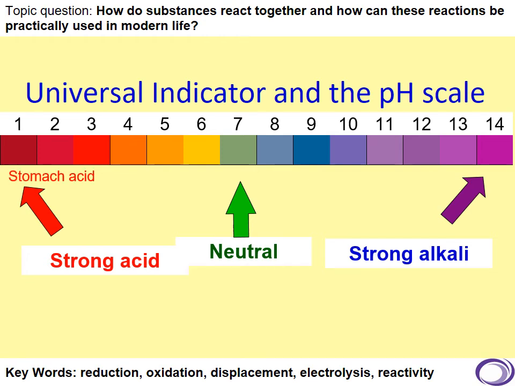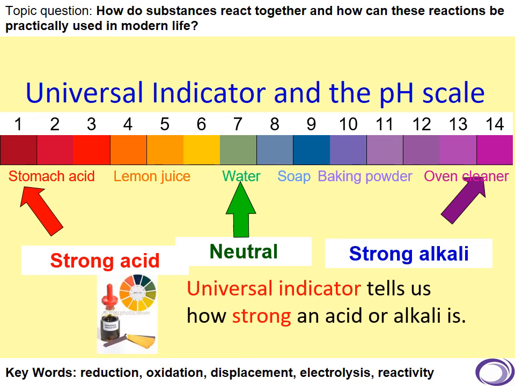Examples of strong acids then: stomach acid. A weaker acid might be lemon juice, which contains citric acid. Water is neutral. Weak alkalis, things like soap. Slightly stronger alkali, baking powder. And then really strong alkali is oven cleaner. And universal indicator will tell us how strong an acid or an alkali is.